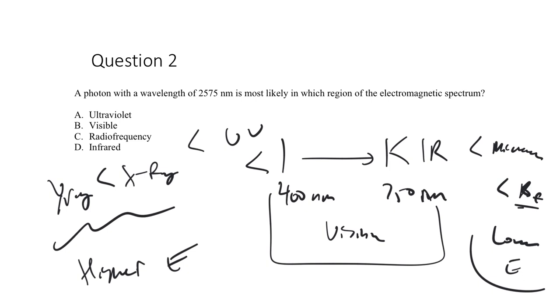We might have a hard time deciding if it is IR or microwave, but if you notice, we don't have those choices. Ultraviolet doesn't make any sense because UV rays have to be shorter than 400 nanometer. Visible is only 400 to 750. Radio frequency is very long. These are on the units of about 1 meter, not on the nanometer side. So that's not a radio frequency. So the only reasonable choice here would be infrared.